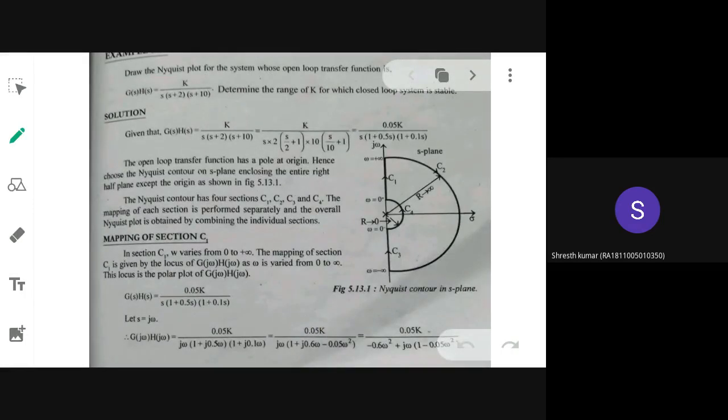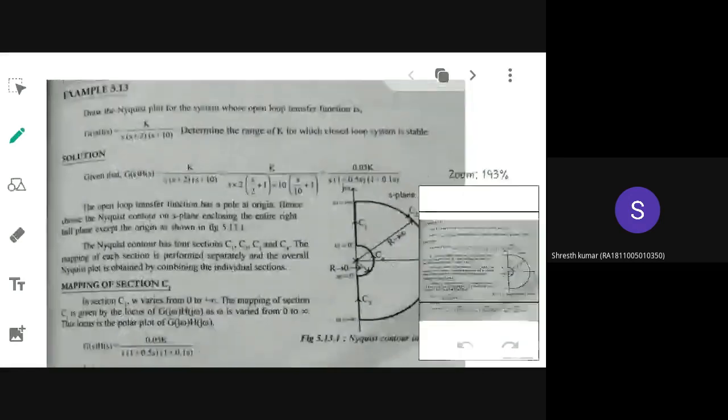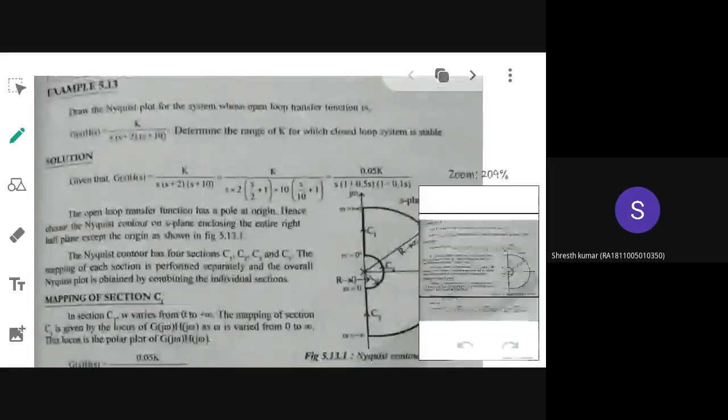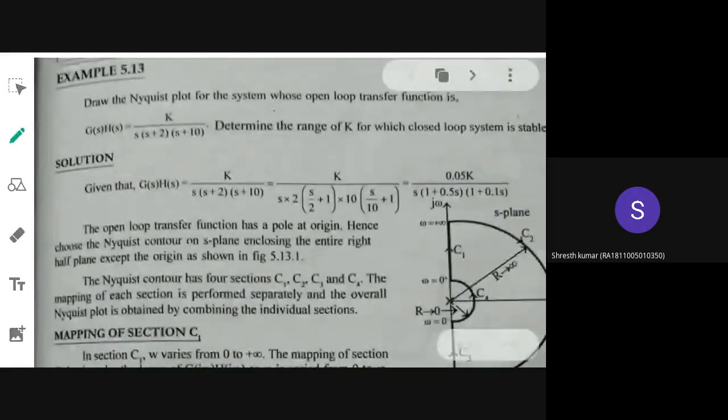So already we have discussed this problem. The problem was having one open loop transfer function G of s into H of s is equal to K divided by s into s plus 2 into s plus 10, and you have to determine the range of K for which the closed loop system is stable, they have asked in the problem.